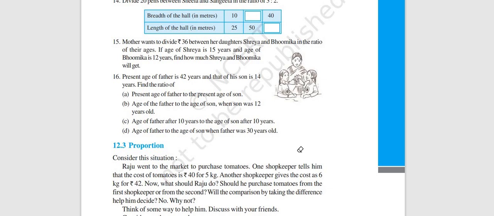Now next question. Present age of father is 42 years and that of his son is 14 years. Find the ratio of present age of father to the present age of son. Question 2 is find the ratio of age of the father to the age of son when son was 12 years old. Third question, find the ratio of age of father after 10 years to the age of son after 10 years. Fourth, age of father to the age of son when father was 30 years old.